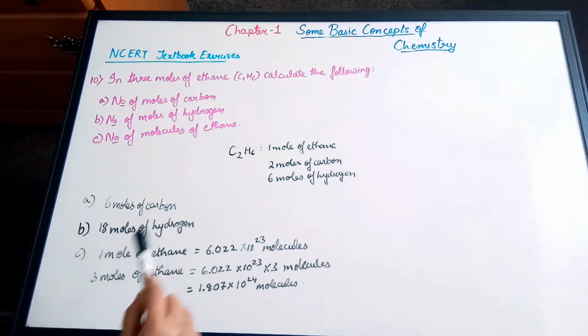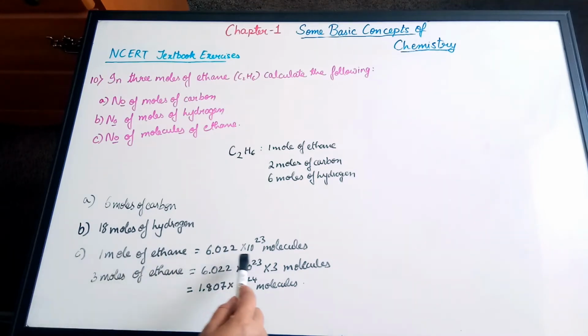Not only that, 1 mole of ethane equals 6.022 into 10 to the power 23. This is the basic thing of mole concept. So 3 moles of ethane will have 6.022 into 10 to the power 23 into 3 number of molecules. And when you simplify, you get this as the value.